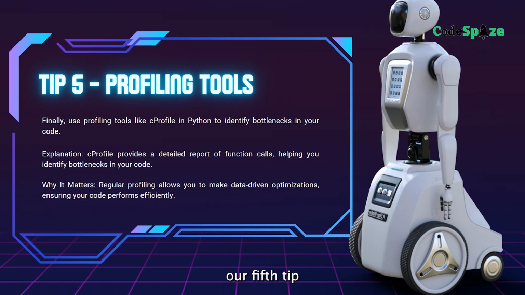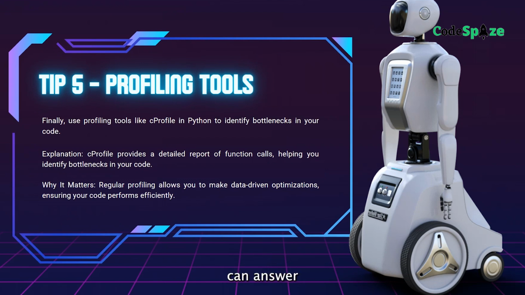Finally, our fifth tip is to regularly profile your code. Tools like cProfile give you detailed insights into your code's performance by showing which functions are consuming the most time. By identifying bottlenecks, you can make data-driven optimizations, ensuring that your code runs as efficiently as possible. Profiling should be a regular part of your development process, helping you keep your code base lean and fast. Sometimes you may think, why does my code take so long to run?